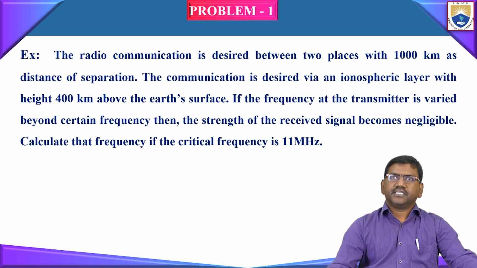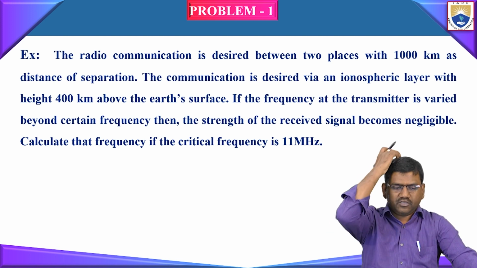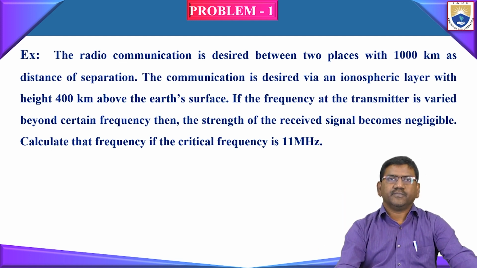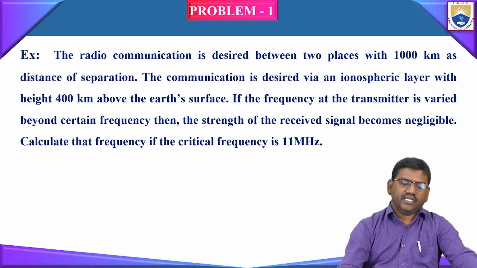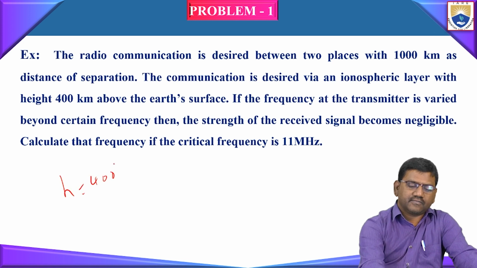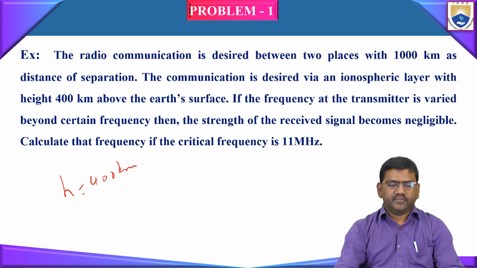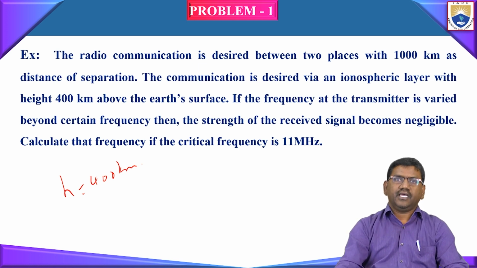The radio communication is desired between two places with 1000 kilometers. So the distance between the two places is given as 1000 kilometers as the distance of separation. The communication has to be established between the transmitting antenna and the receiving antenna, and the signal is going to touch the ionospheric layer with a height of 400 kilometers above the Earth's surface. So here the ionospheric layer height is given as 400 kilometers from the surface of the Earth. If the frequency of the transmitter is varied beyond a certain frequency, then the strength of the received signal becomes negligible. So calculate that frequency. The critical frequency is 11 megahertz here.